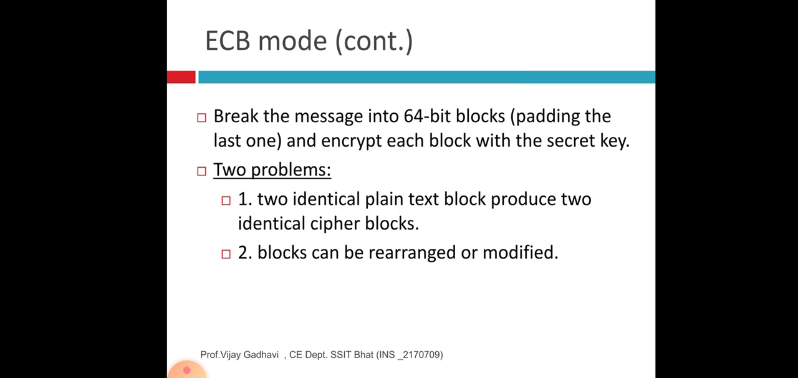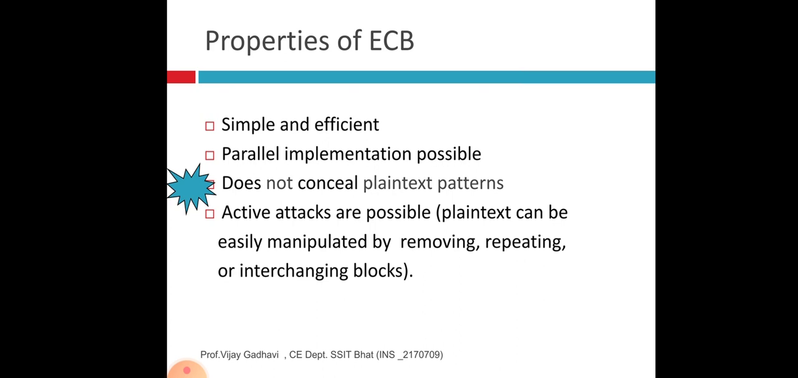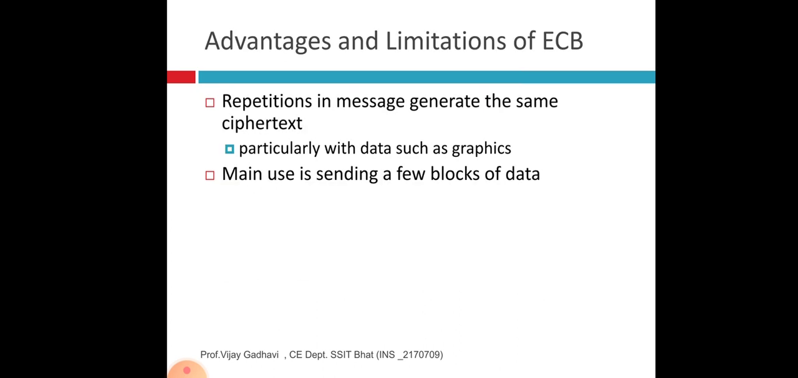It is a problem. The properties of ECB are that it is simple and efficient, and parallel implementation is possible. It does not conceal plaintext patterns. Active attacks are possible in ECB mode because plaintext can be easily manipulated by removing, repeating, or interchanging blocks. Advantages and limitations of ECB.